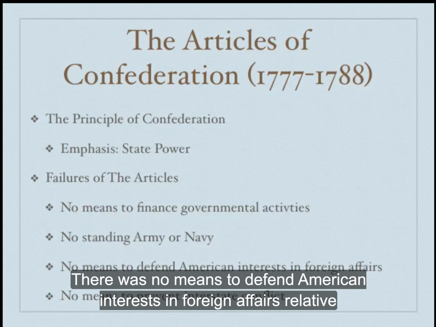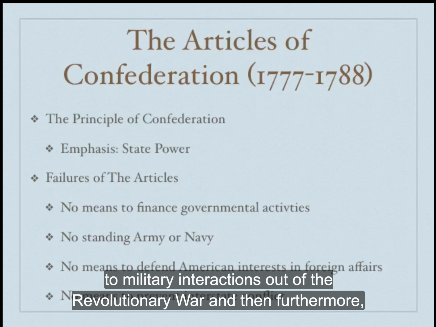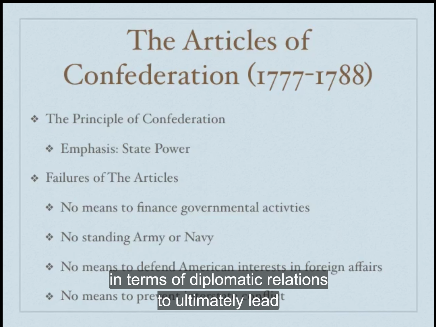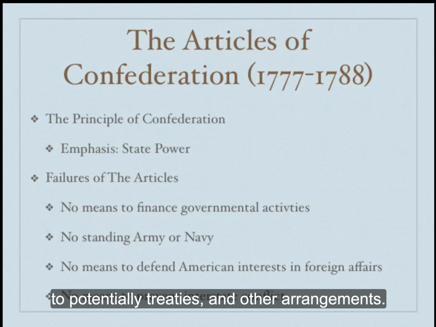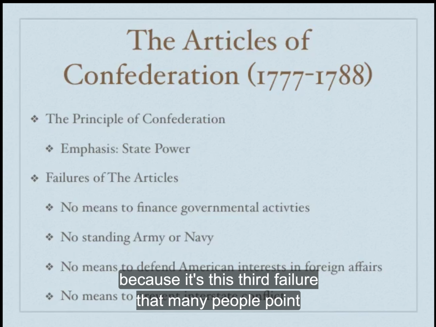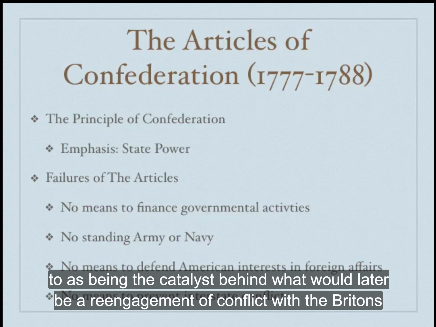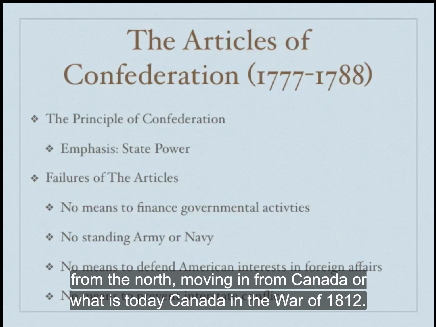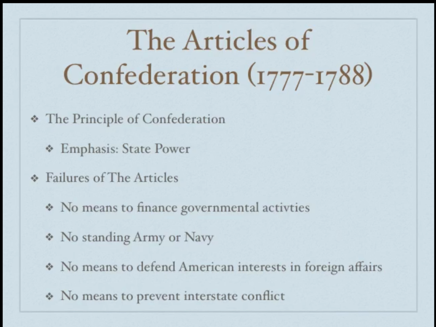There was no means to defend American interests in foreign affairs relative to military interactions out of the Revolutionary War, and furthermore in terms of diplomatic relations that could potentially lead to treaties and other arrangements. This is very important in the early part of American history because it's this third failure that many people point to as being the catalyst behind what would later be a re-engagement of conflict with the British from the north, moving in from what is today Canada, in the War of 1812.